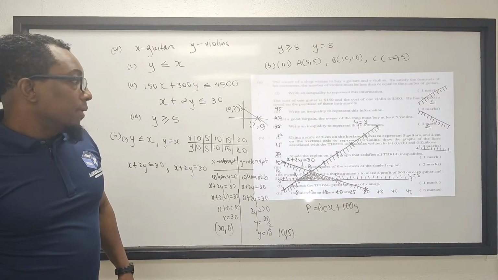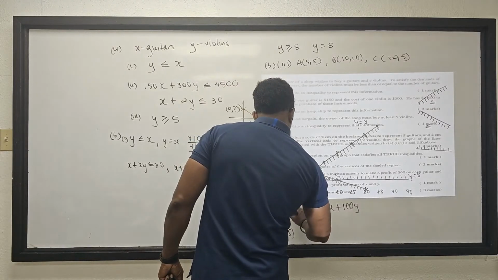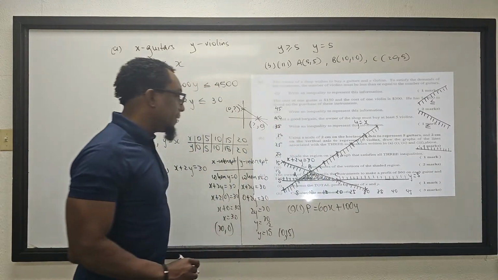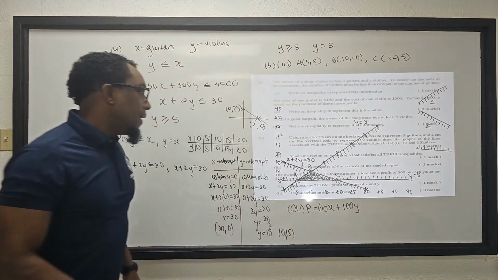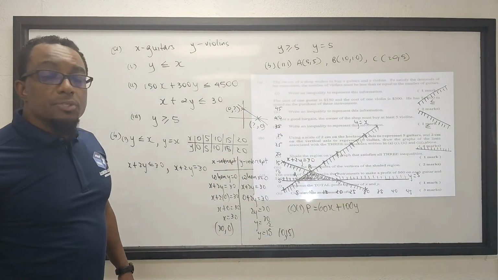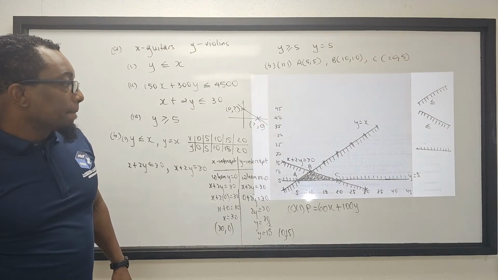Okay? So they want an expression for the total profit. So this here is C part 1. So we have the expression for the total profit, and they want us to calculate the maximum profit. So how do we calculate the maximum profit?